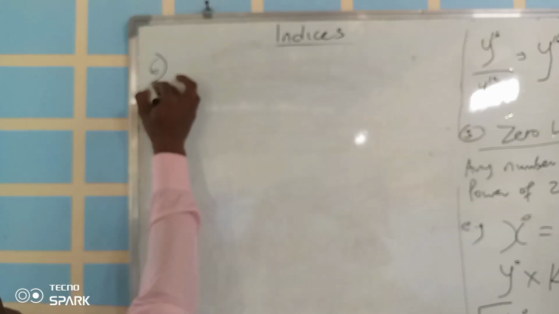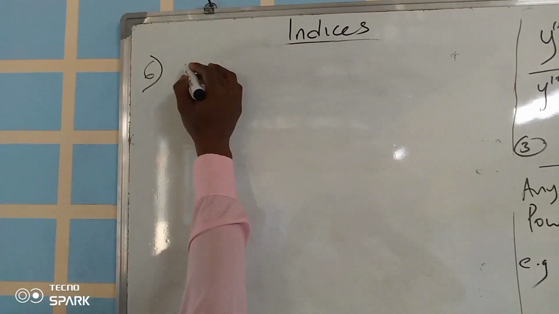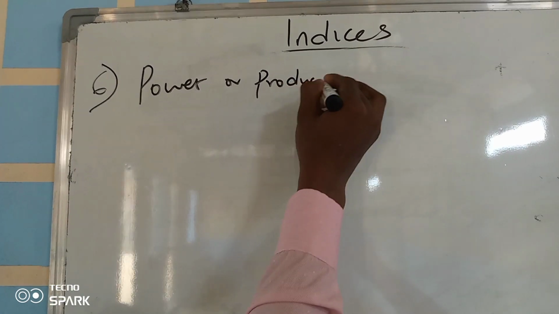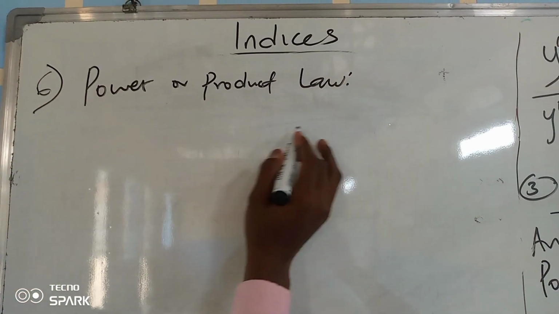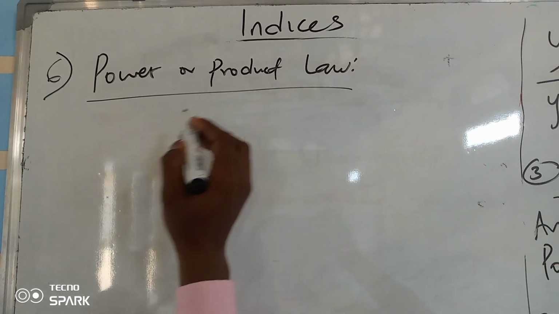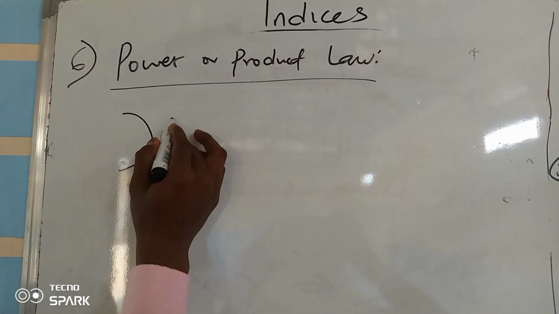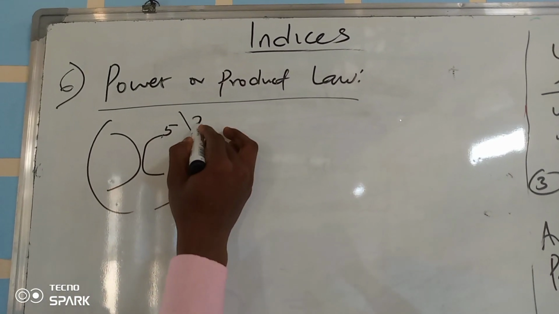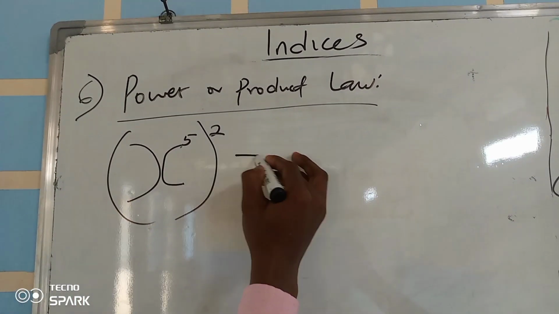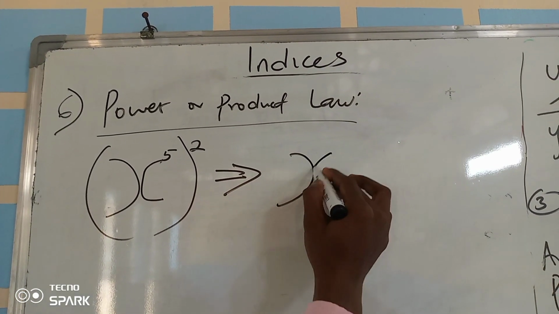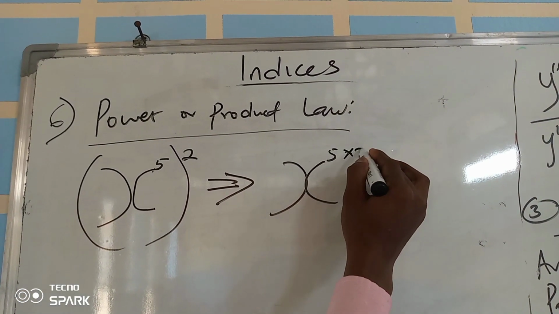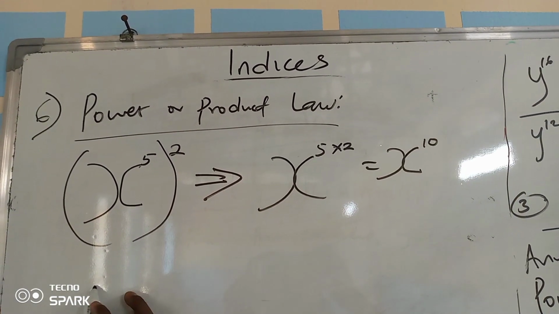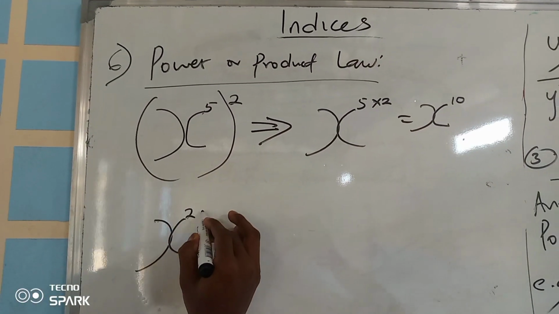Alright, the sixth law we'll be looking at is the power law, the power or product law. Okay? Now in this law, if I have x raised to the power 5 and raised to the power 2, what you do is x raised to the power 5 times 2, which should give us x raised to the power what? 10.